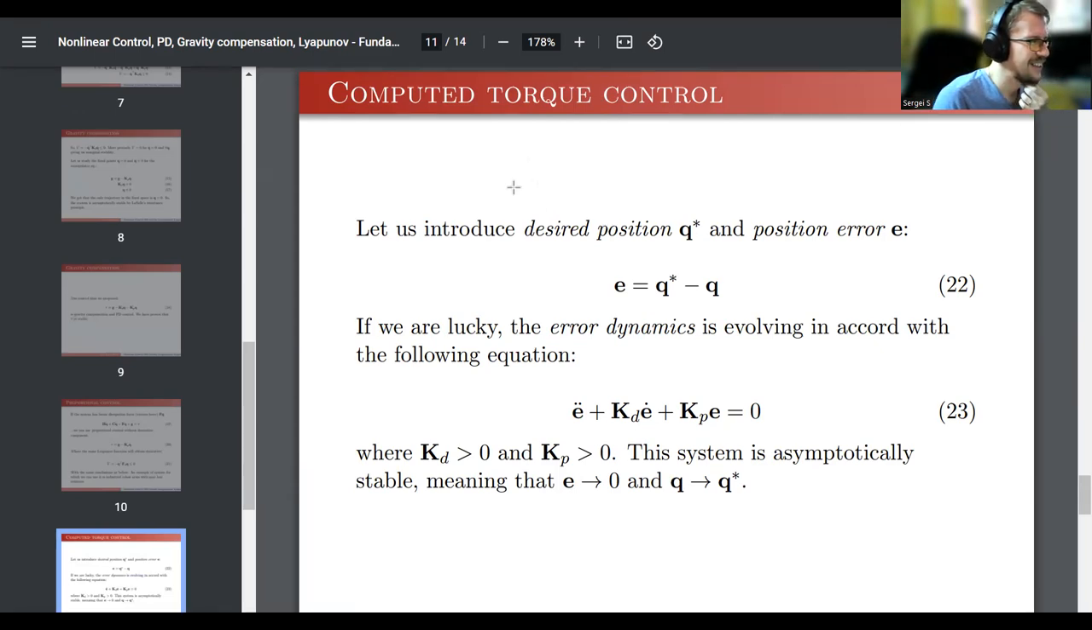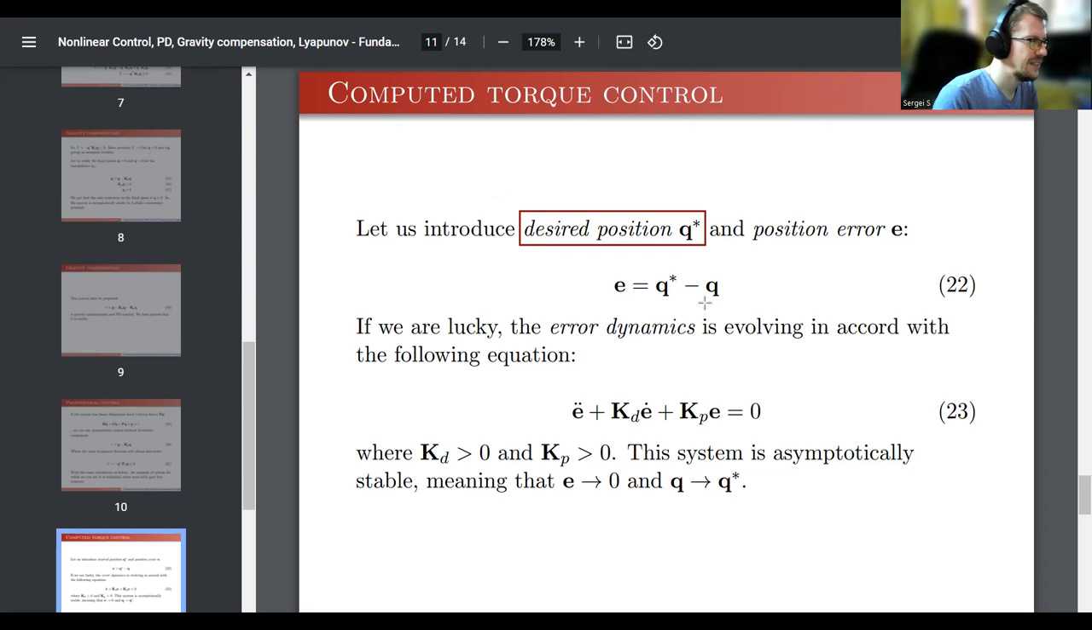Thank you. So now, last important part of this lecture. Now we will study how we can stabilize a trajectory. Not drive the system to the origin, but stabilize the trajectory. Okay. So let us introduce a desired position, Q star. Desired means, I guess here it's not like a trajectory. Sorry, I'm getting ahead of myself. Yeah, it's just we stabilize the point. Trajectory will come later.